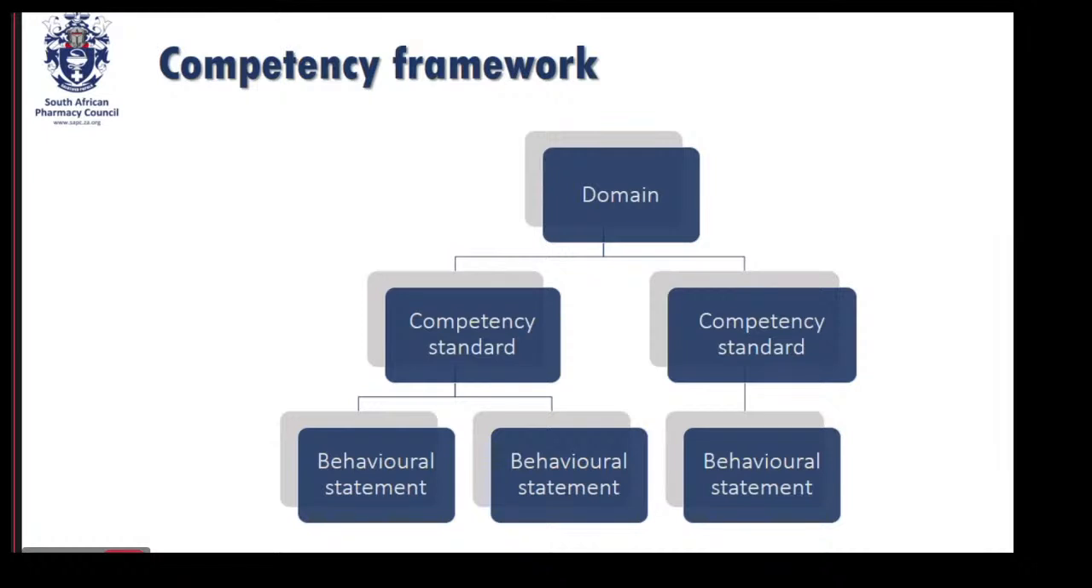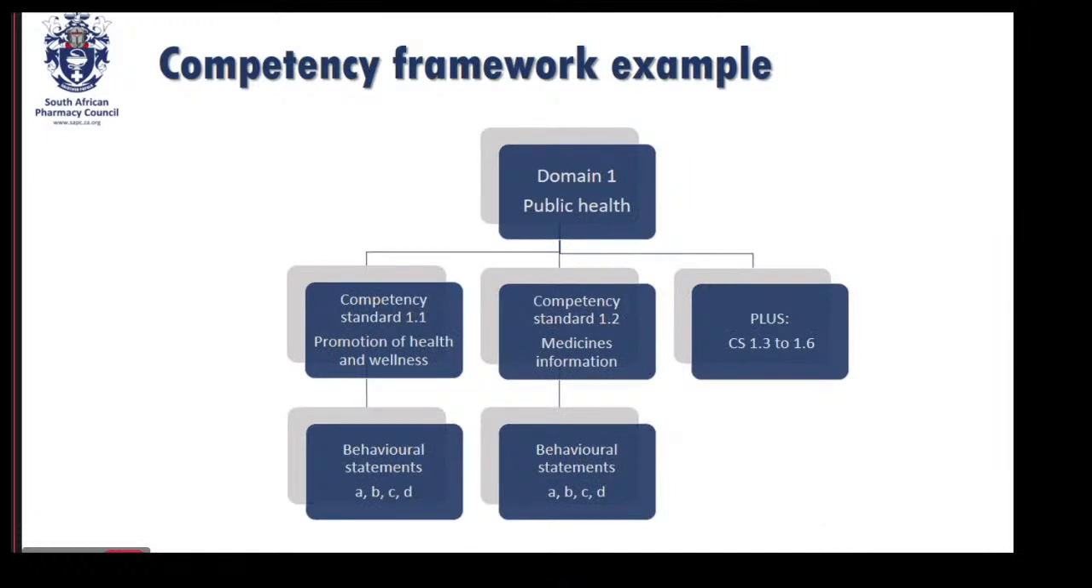So if we look at the framework, we have a nice figure here. You can see we have a domain at the top. Then each domain has a cluster of competency standards beneath. And then we have the behavioral statements. So if you had a look in your manual, you would have seen this. For example, domain 1 has 6 competency standards. Number 1.1 is promotion of health and wellness. 1.2 is medicine information, and then it goes up to 1.6. And if you look at the behavioral statements, you will see that 1.1 has A, B, C, and D, as does 1.2, but the number of behavioral statements you can find under each competency standard varies. They are between 1, and some of them have 9. So we will be talking about the behavioral statements as well, because they are very important for you, because that is what you have to provide evidence for ultimately in your CPD.